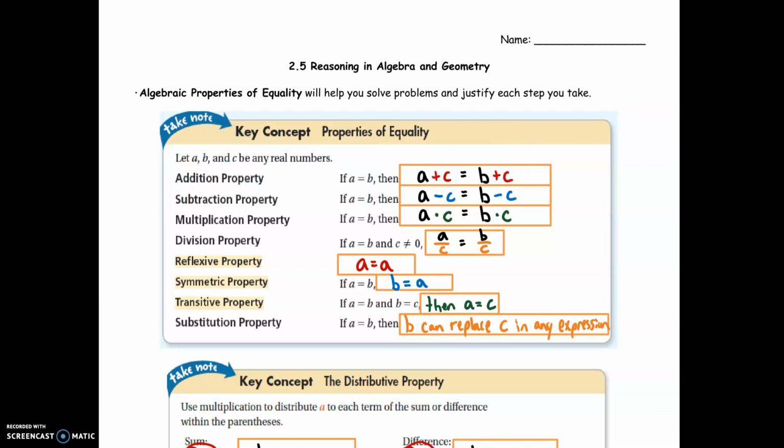Same thing with subtraction. I could subtract the same value from both sides, the equation's still going to be true. I could multiply, I could divide, and these are all things we've seen before in terms of isolating usually for a variable when I'm solving an equation.